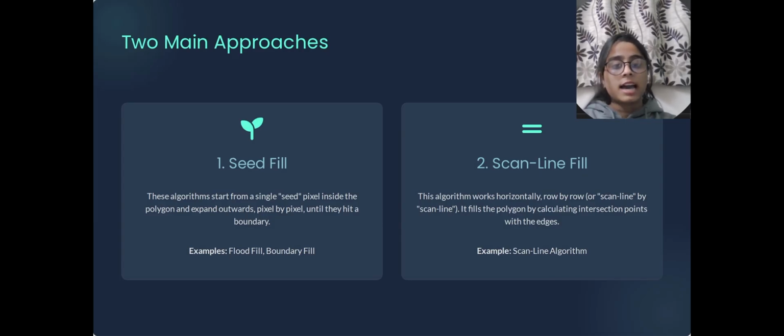Secondly, there's the scan line fill approach, and this method is more structured and efficient. Instead of expanding from a point, it fills the shape horizontally, one row of pixels at a time, much like an old dot matrix printer. And this is the algorithm that powers most professional graphics systems, and we'll see why.